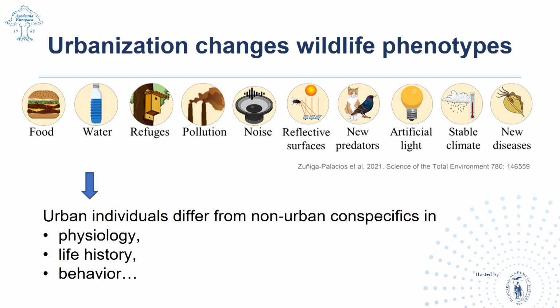So I think several presentations now have mentioned that urbanization is associated with a multitude of environmental changes, including changes in the physical, chemical environment, biotic changes. And all these environmental changes are often accompanied by differences between urban and non-urban conspecifics, including changes in morphology, physiology, life history, behavior, etc. And these changes may or may not be adaptive.